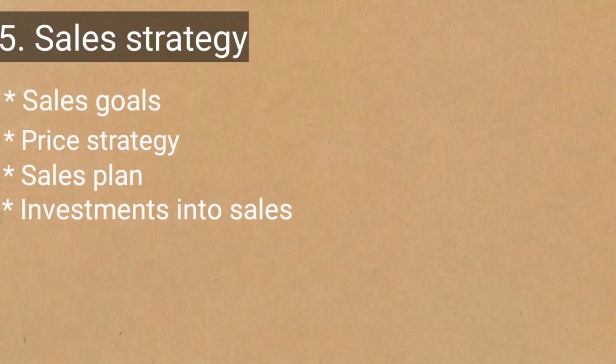Now the fifth element is the sales strategy. Your sales strategy should include sales goals, price strategy, sales plans, and investment into sales. So what are your sales goals per quarter, per year? What is your pricing strategy? Are you going to try to sell at a low price? So this is where you write out information about your sales.